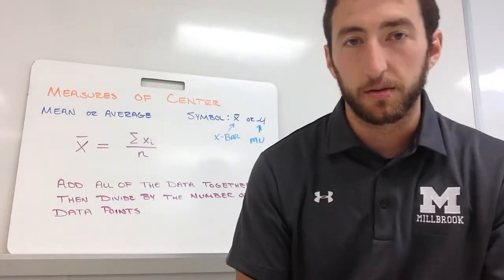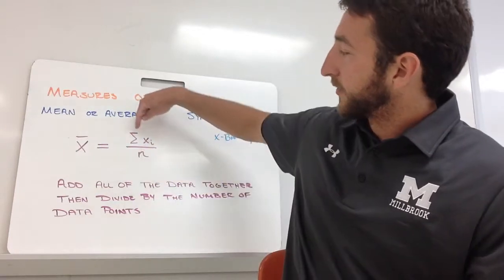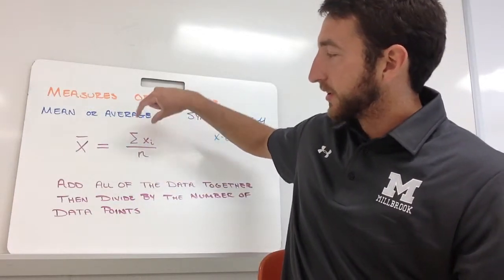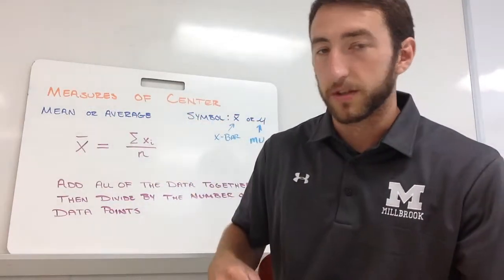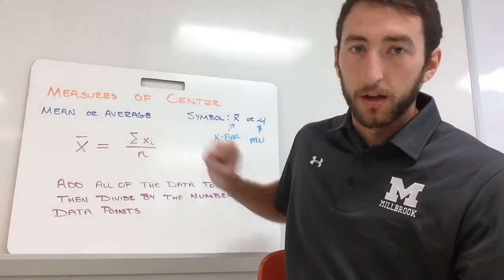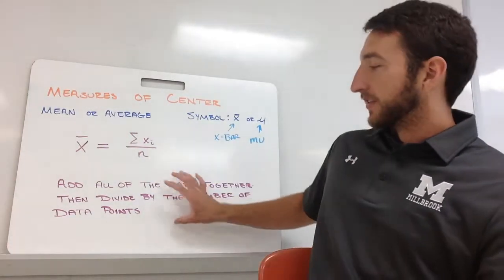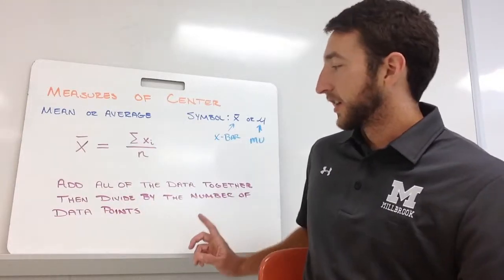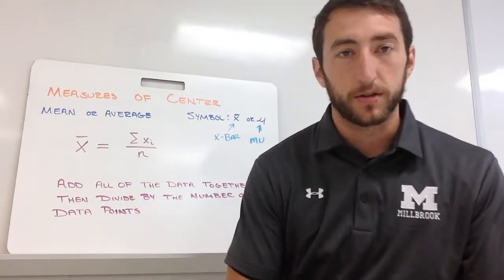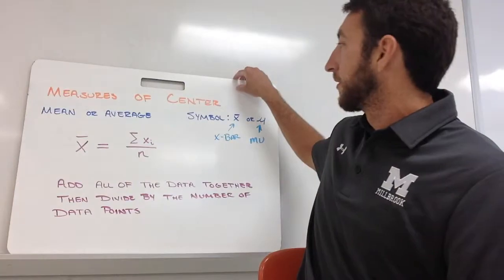And the way that we calculate the mean is going to be the sum of all the data points divided by the number of data points that we have. So this is the fancy math way to write it, and then this is the English way. So we add up all the data together, then we divide by the number of data points. So that is the mean.